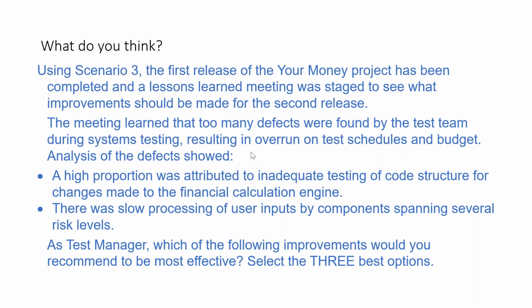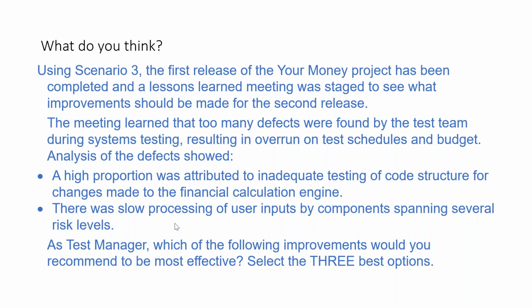Analysis of the defects showed the following. A high proportion was attributed to inadequate testing of code structure. So when will you do code structure? Unit level testing. So a high proportion was attributed to inadequate testing of code structure for changes made to the financial calculation engine. That's where most of the defects occurred. They could have been found by good unit testing.